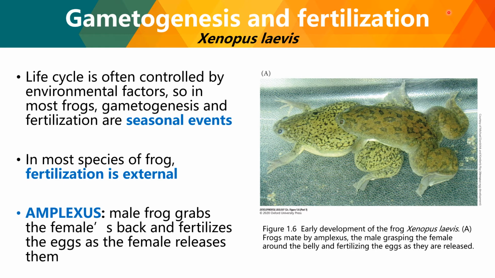Ang nangyayari, the eggs are being dispersed in water, and then yung sperm ganun din. So pwedeng sa pond doon mag-fertilize yung mga eggs. So that's what you call external. The fertilization happens outside of the organism's body. And then they use what you call the position amplexus, wherein the male frog grabs the female's back and fertilizes the egg as the female releases them. Okay, so that's how they fertilize their eggs. So that's amplexus.